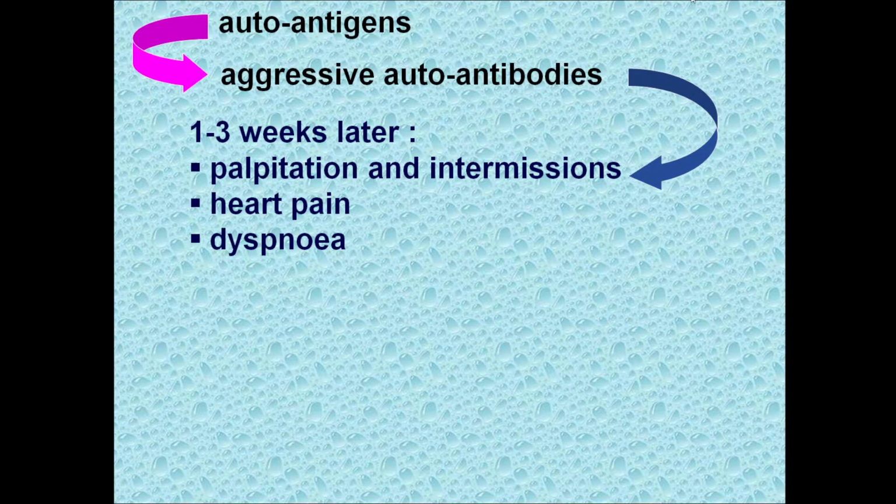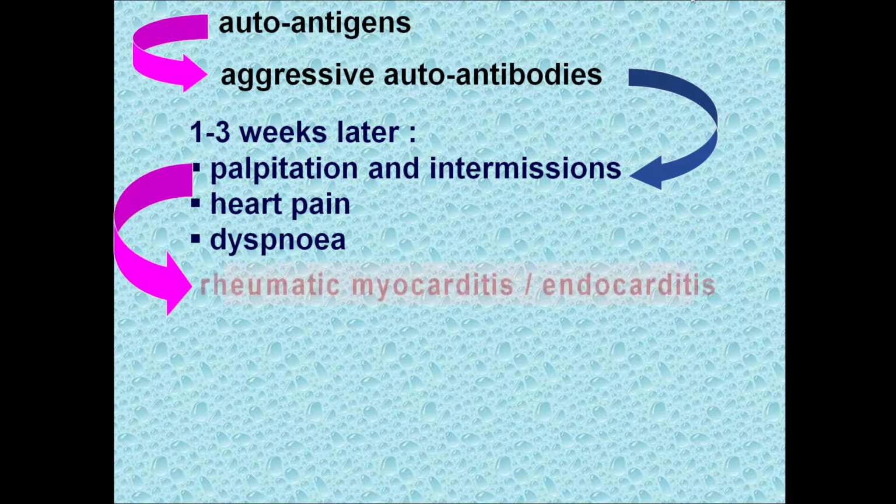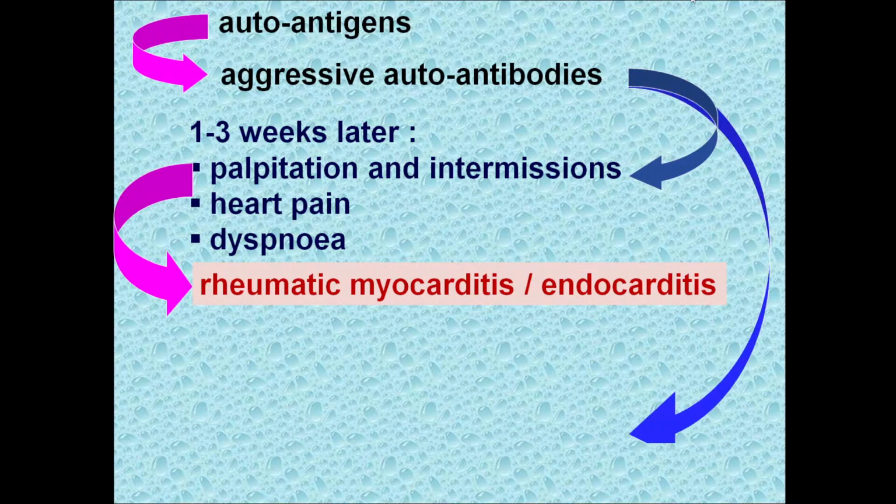The patient feels palpitations, sometimes intermissions, dyspnea after physical exercise and heart pain, which indicates involvement of the heart in the pathological process and may be manifested with myocarditis or endocarditis, or maybe total affection of all heart structures. Rheumatic myocarditis may disappear without any complication, but rheumatic endocarditis finishes with formation of an acquired heart defect due to pathological growth of connective tissue and narrowing of the orifice or diminished valves.